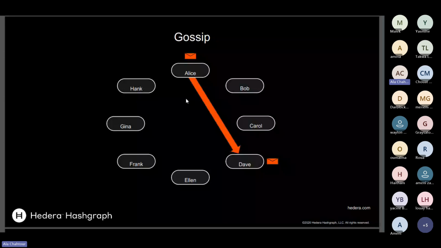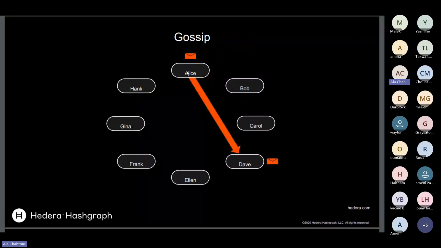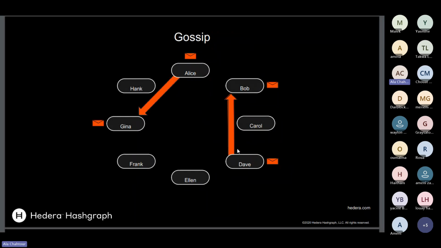Now technically, who has the transaction? Alice and Dave at the same time. Both of them know about the transaction. After that, Alice is going to send to Gina, and Dave is going to send to Bob.